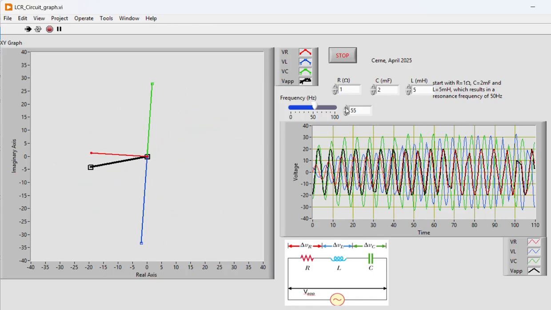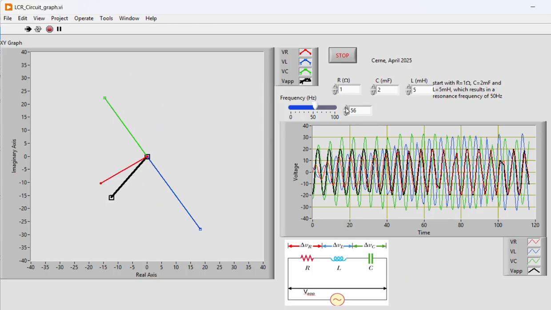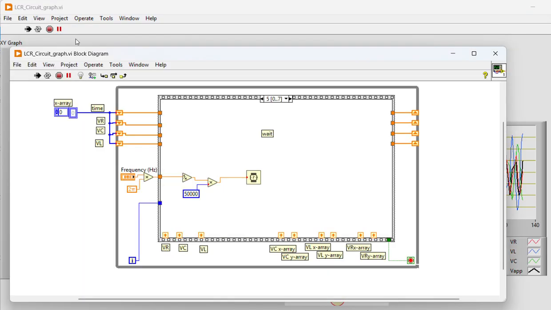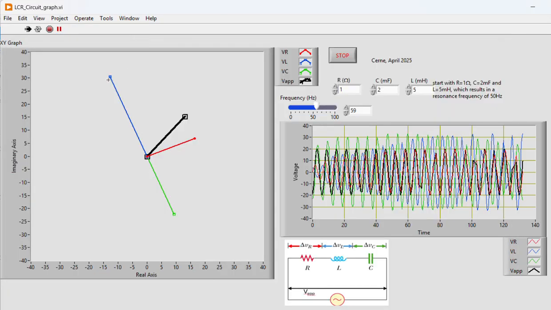Now you can see the inductor is starting to dominate. Let me pause it. And you can see the inductor is now dominating because the inductor doesn't like high frequencies. It has a bigger impedance at high frequencies. It opposes those fast changes in voltage, and because its impedance goes like omega times L, it's going to start opposing the AC current that's trying to flow through the circuit.